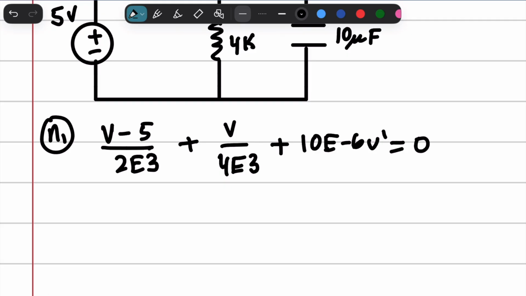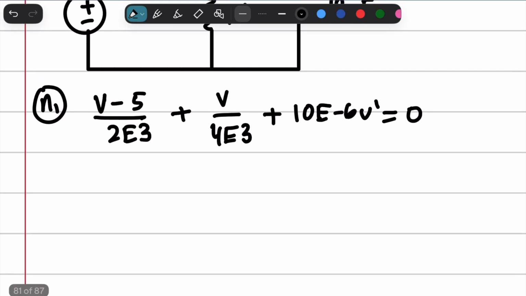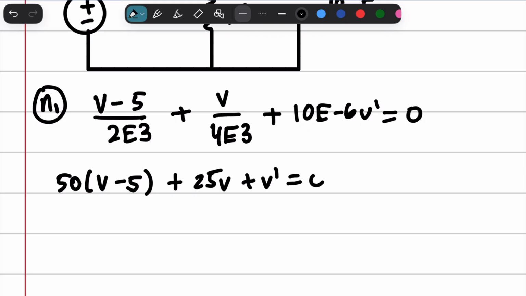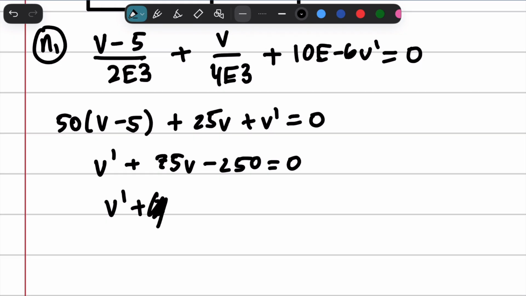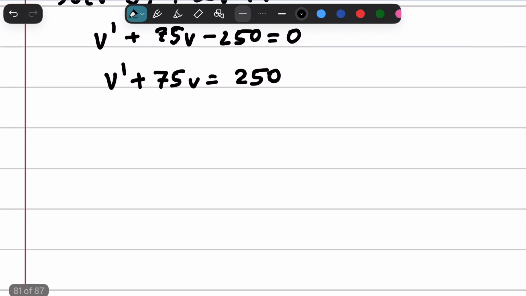Let's go ahead and divide everything by 10E negative 6, and we are going to get 50 V minus 5 plus 25 V plus V prime equals 0. And then combining this all, we've got V prime plus 75V minus 250 equals 0. V prime plus 75V equals 250. And now we can solve the differential equation, step 3.